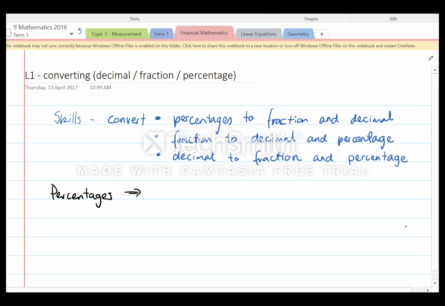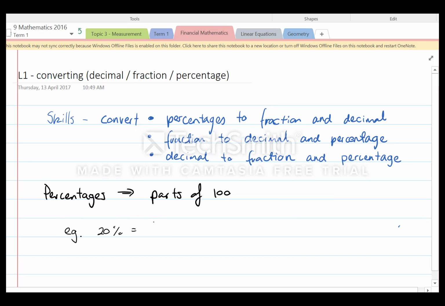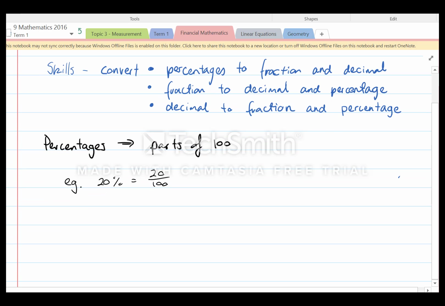Remember that percentages really means parts of 100. So every time we see a percentage, it means that value over 100. So for example, 20% is the same as saying 20 over 100. Now we're going to use this to convert from percentages to fractions and also for percentages to decimals.